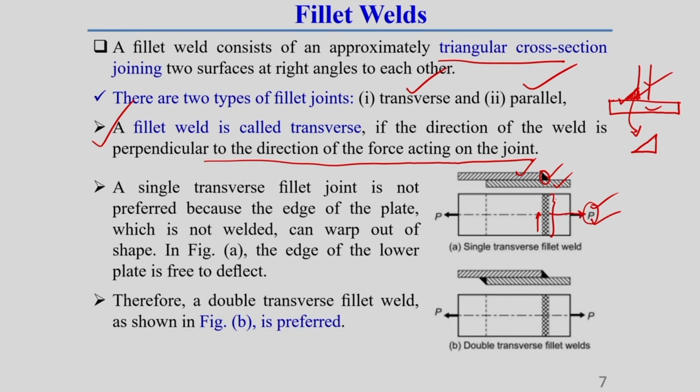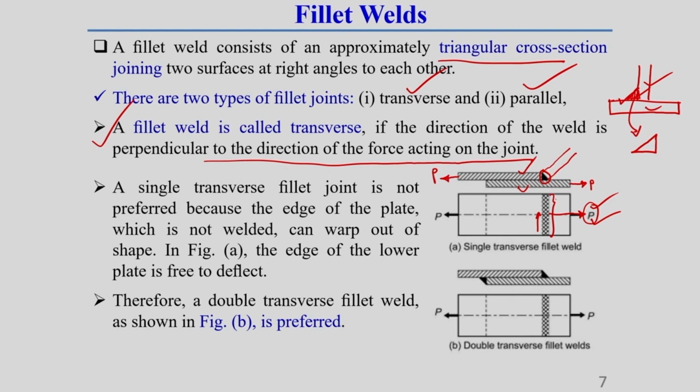Now, one thing you should keep in mind: in case of fillet joints, a single transverse fillet joint is not preferable. You see, let this be one plate, this is another plate. So, here we made a triangular fillet joint. This is called a single transverse fillet weld, because here the load, let us say, is acting in this direction. This is the transverse direction, because here the weld direction is like this. So, this loading is perpendicular to this weld length, loading is perpendicular to this weld length.